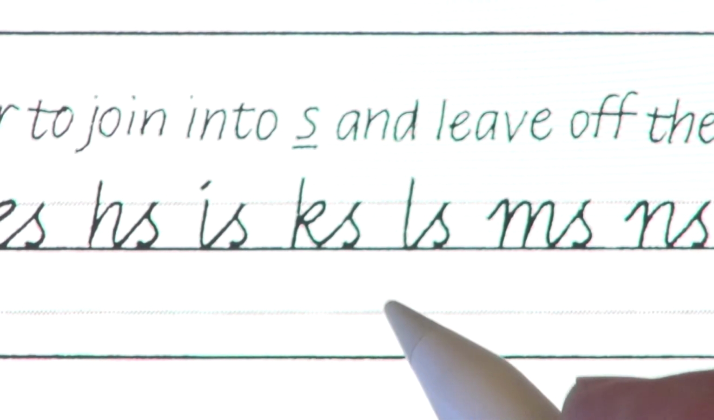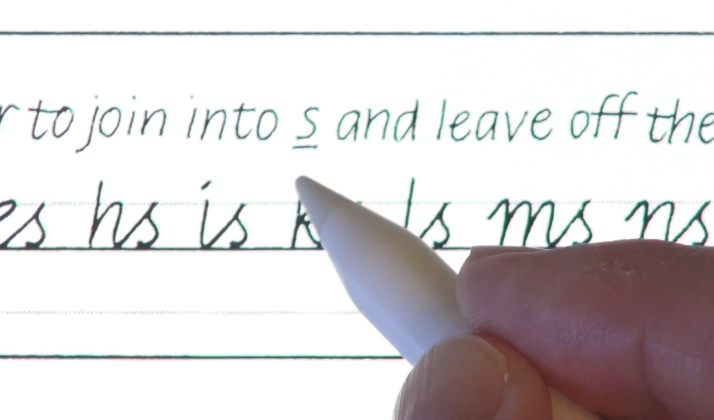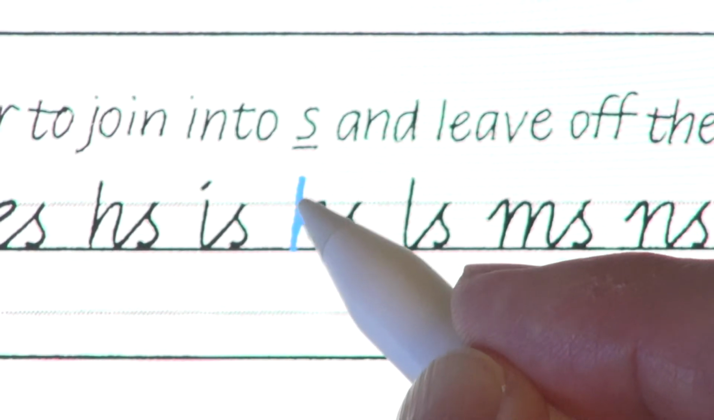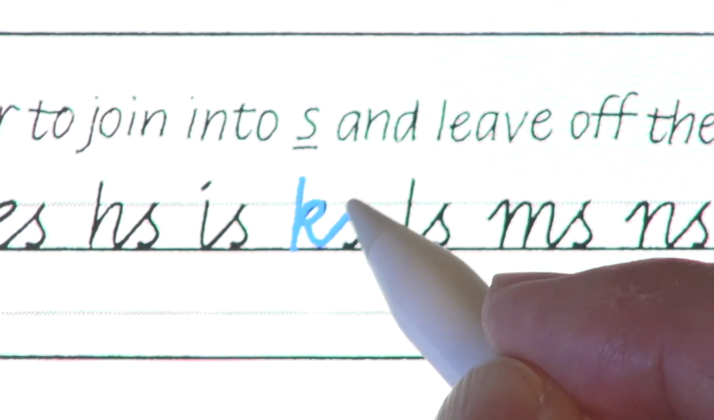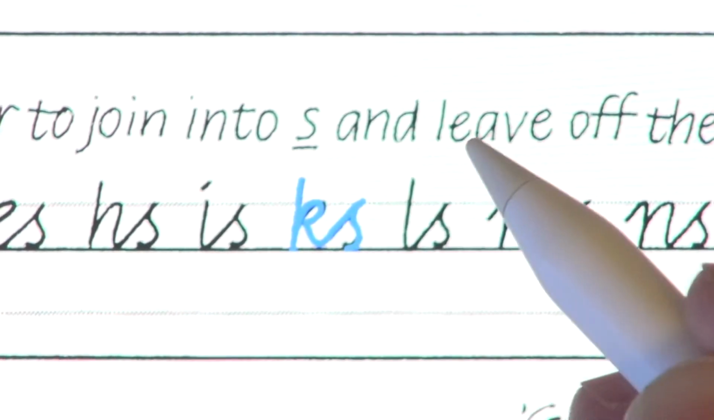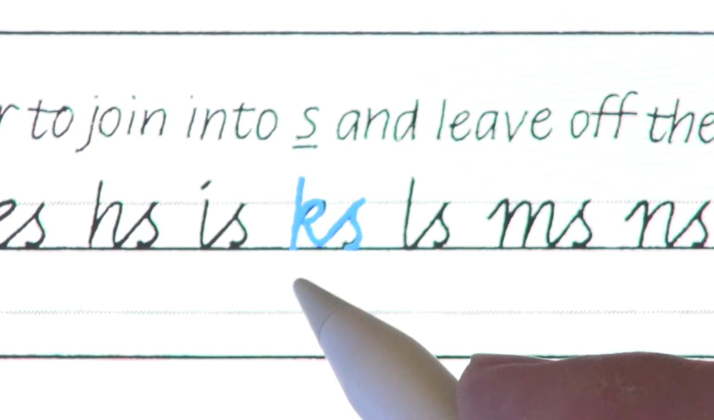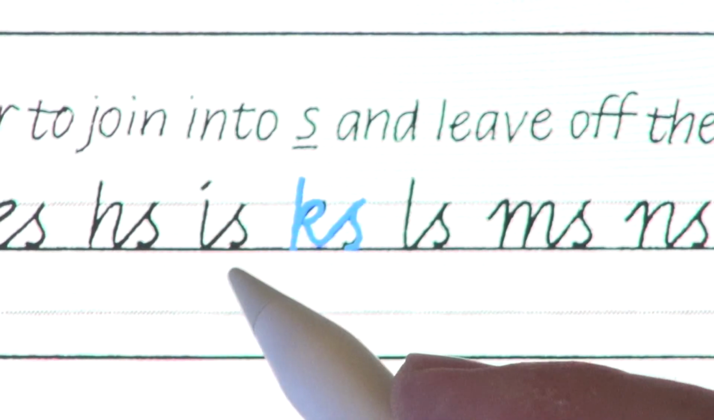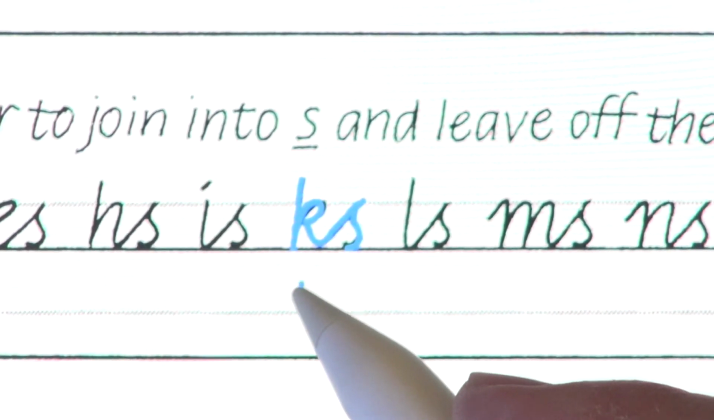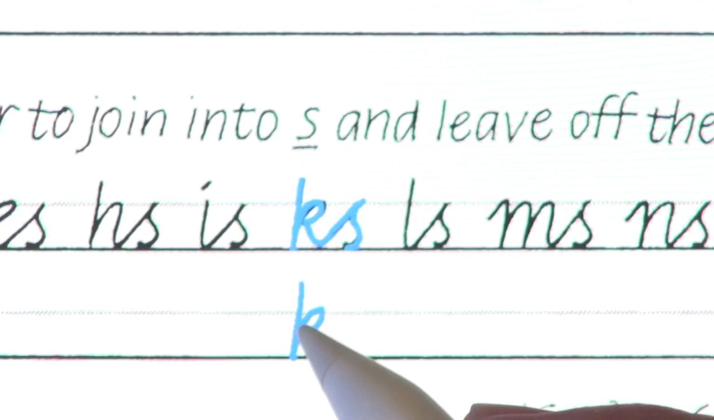Let's take that K and put it to use. We can practice this K with a letter combination KS, taking advantage of that exit serif from the K. And let's combine it with the letters next door here to write a whole word.